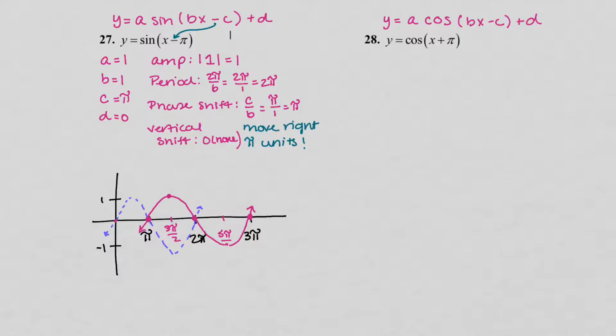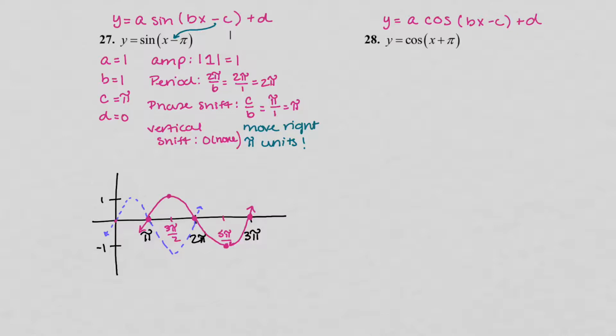We'll move that. And that's 5 pi over 2. And so that is our sine function shifted to the right pi units, with a phase shift of pi units. And see how it is just the purple graph shifted to the right pi units.